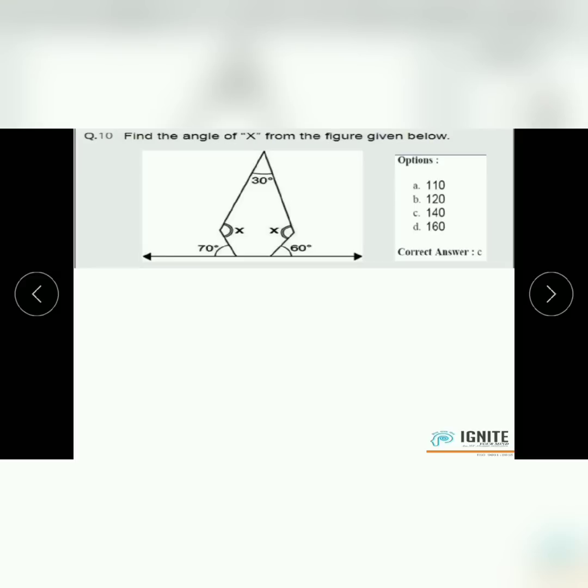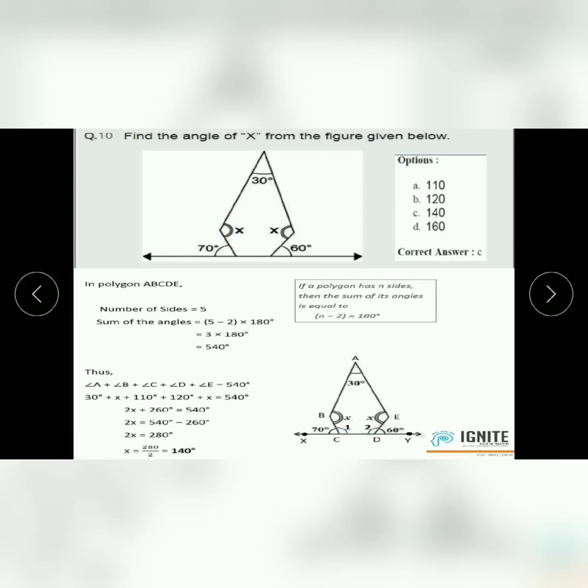Next, question number 10. Find the angle x from the figure given below. We know that if a polygon has n sides, then the sum of its angles is equal to (n minus 2) into 180 degrees. In this figure, the number of sides of this polygon is 5. Therefore, the sum of the angles equals (5 minus 2) into 180 degrees. Therefore, 540 degrees.